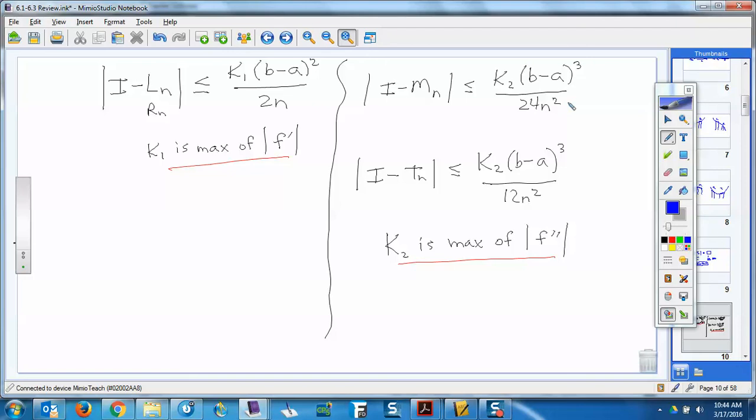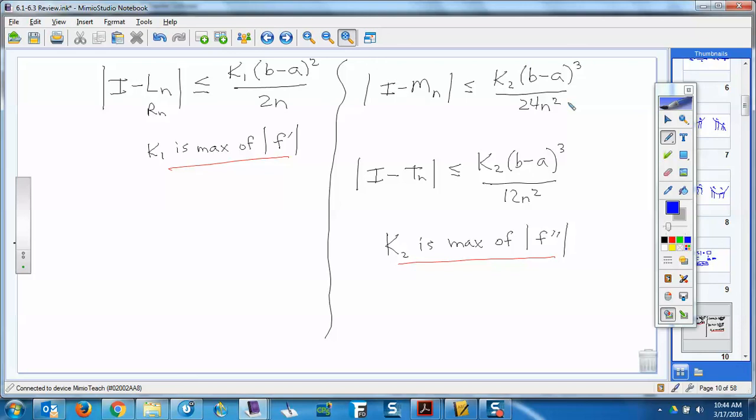If it's K2, you're doing the second derivative, and then you're doing the same thing. You're finding the max value, and that's what you're putting in there. That's for midpoints and trapezoids. And I'm probably going to put the formula right with the problem, so you shouldn't have any problem getting the right formula. But just remember, K2 means second derivative, K1 is first derivative. And those formulas will be given to you.